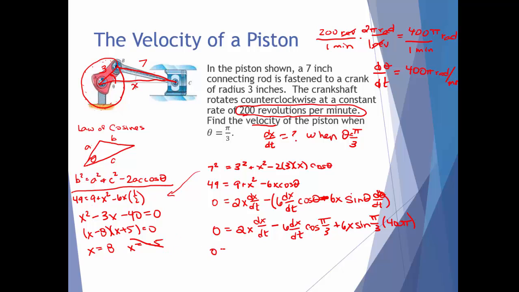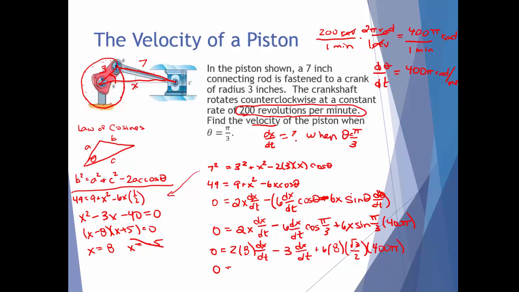So we're going to get 0 equals 2 times 8, yes, that's 16, times dx dt minus 6 times dx dt times the cosine of pi over 3. Again, the cosine of pi over 3 is 1/2. So that's 3 dx dt plus 6 times 8 times the sine of pi over 3, which is the square root of 3 over 2, times 400 pi. And while that's not very pretty, the only variable over there is the dx dt. That's the only thing we have to solve for.